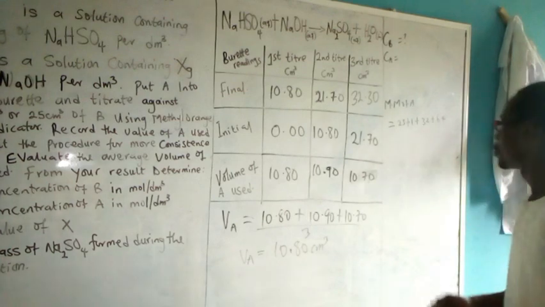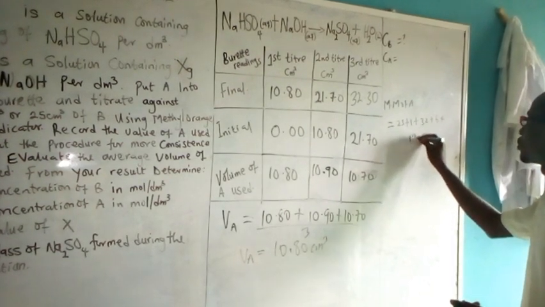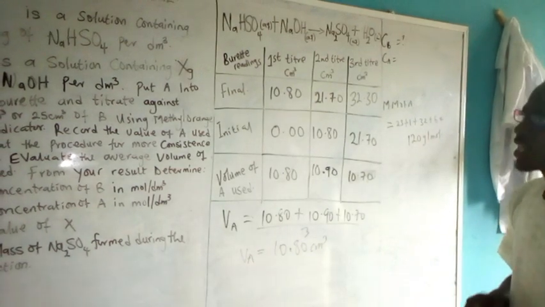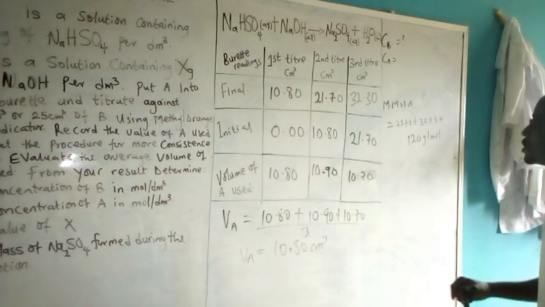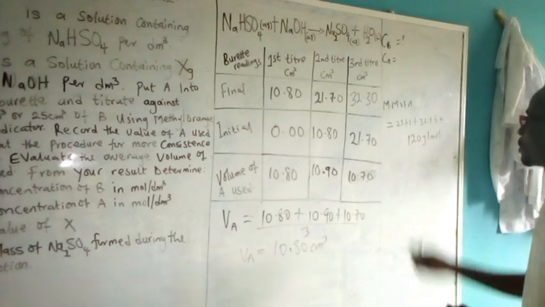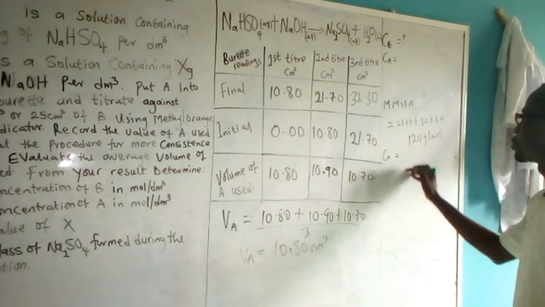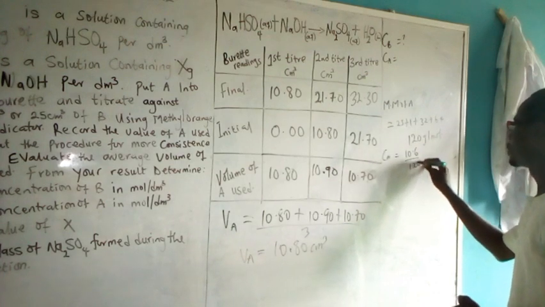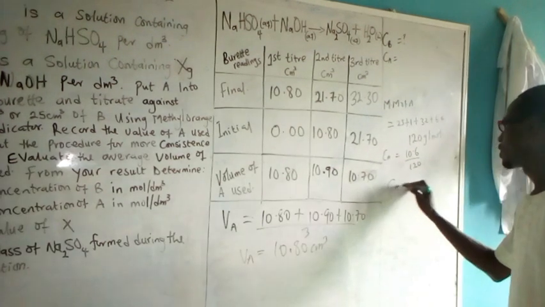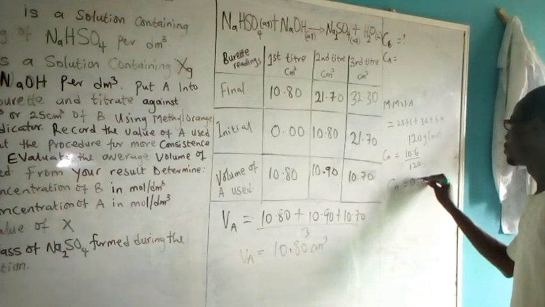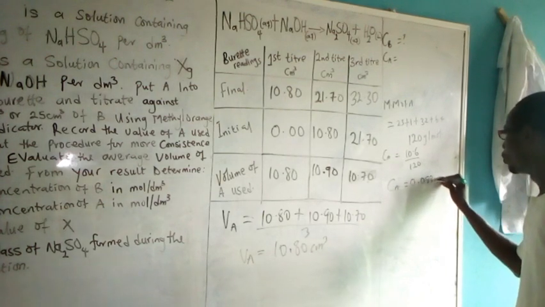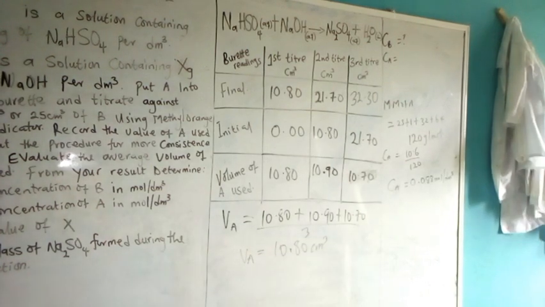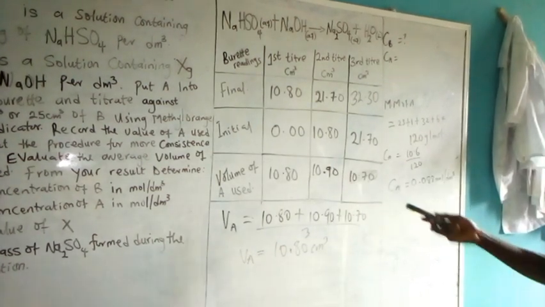So that gives us 120 gram per mole. That is the molar mass. So to find the concentration, we would use the mass concentration over the molar mass. So Ca will be equal to 10.6 over 120. That gives us Ca equals 0.088 mole per dm cube. So that happens to be the concentration of the acid.